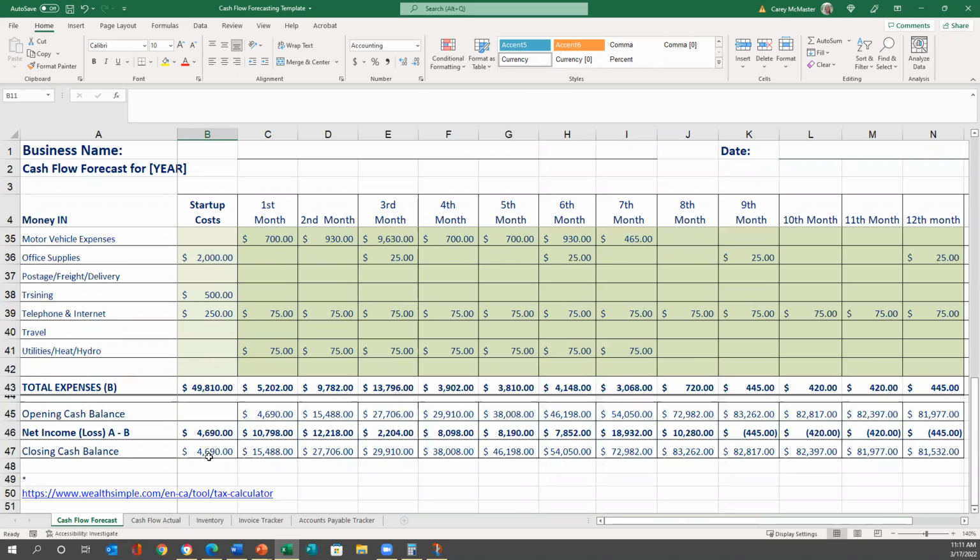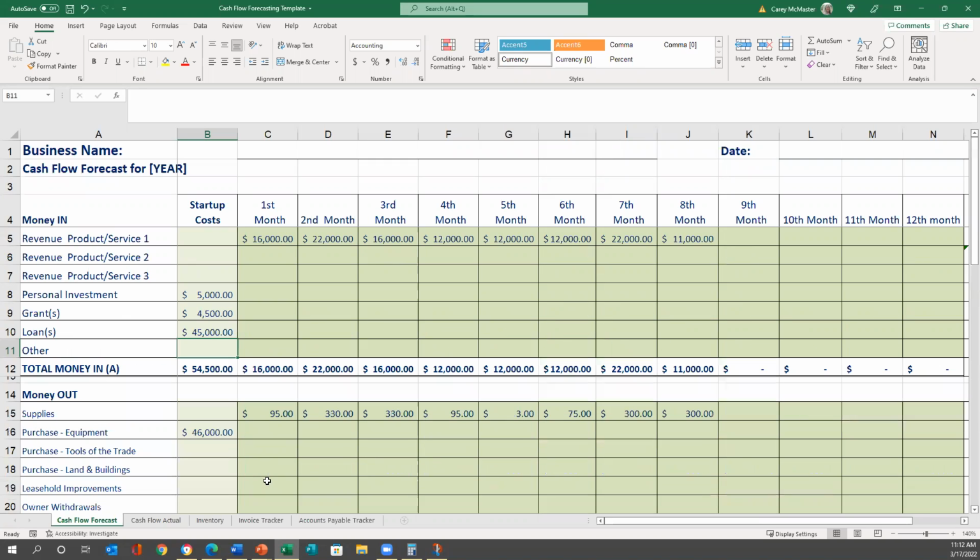Okay, so now we're looking good. The closing balance here is $4,600, and my sales are coming in, so I'm looking pretty good here. Because the business is seasonal, I'm going to see here that I'm going to be operating monthly at a loss, but as long as I'm in a positive in the closing balance, then I'm in good shape.